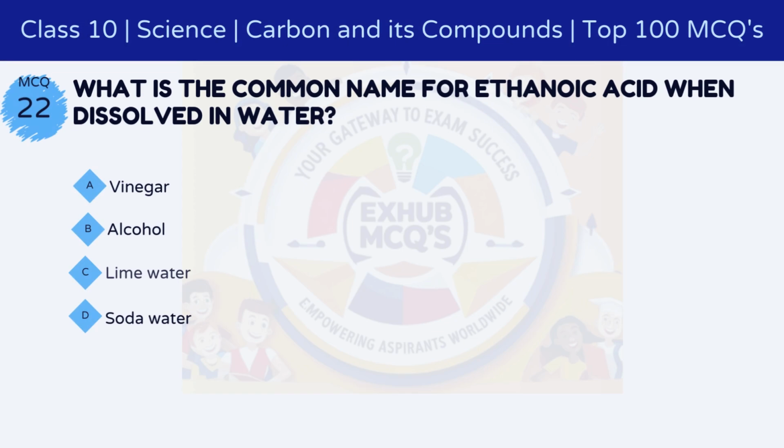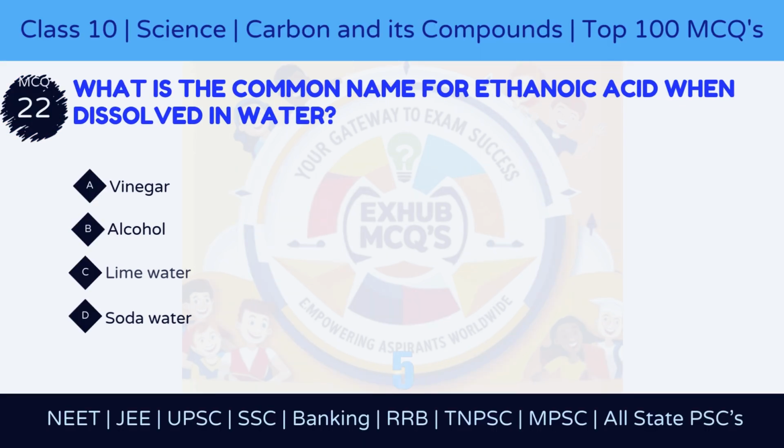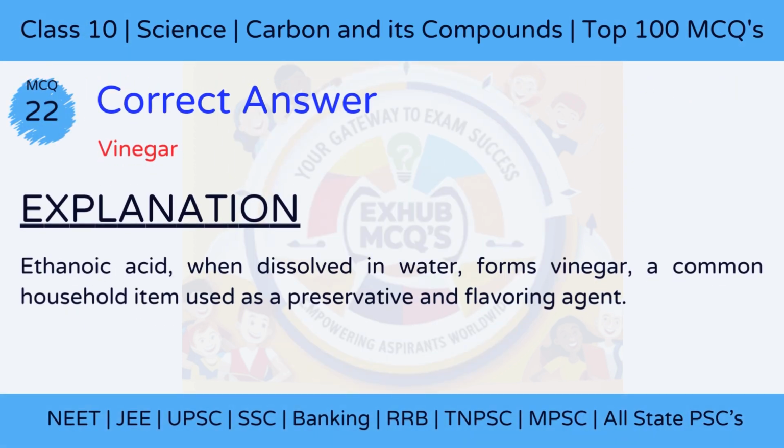MCQ 22. What is the common name for ethanoic acid when dissolved in water? Option A, vinegar. Option B, alcohol. Option C, lime water. Option D, soda water. The correct answer is option A, vinegar. Explanation. Ethanoic acid, commonly known as acetic acid, forms vinegar when dissolved in water. It is used as a preservative, flavoring agent, and in various culinary applications.